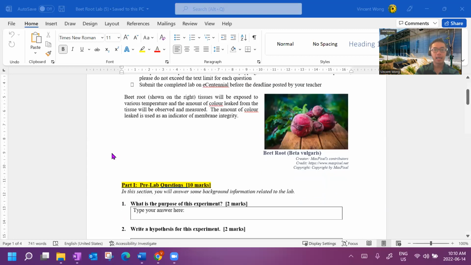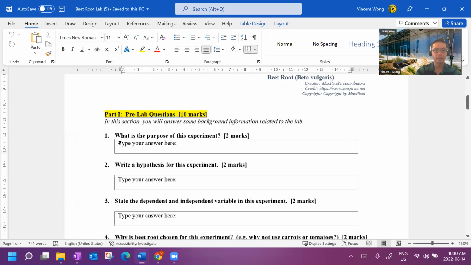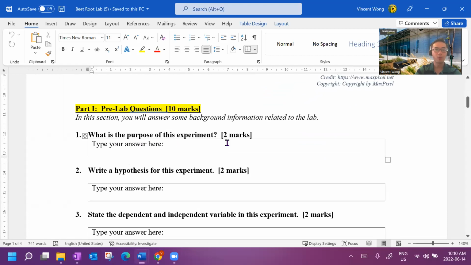And what you're gonna do is you literally just type the answer in here. First question: what is the purpose of this experiment? Try to limit the answers to 1 or 2 sentences. Don't write us a novel. Just keep it short. This is something that needs to be concise and correct and clear.